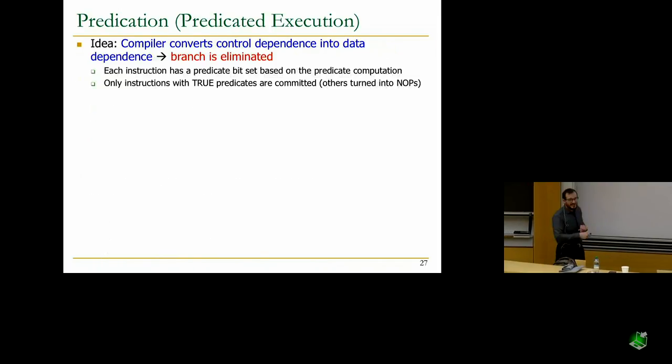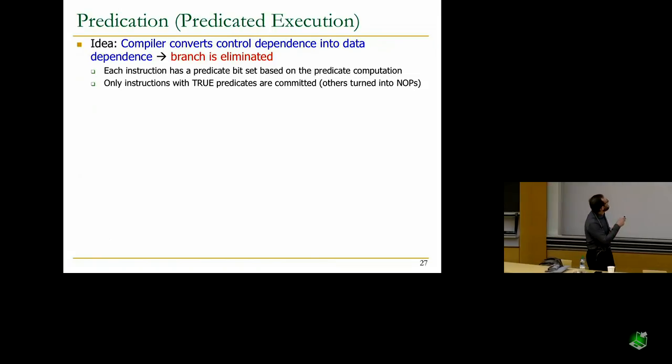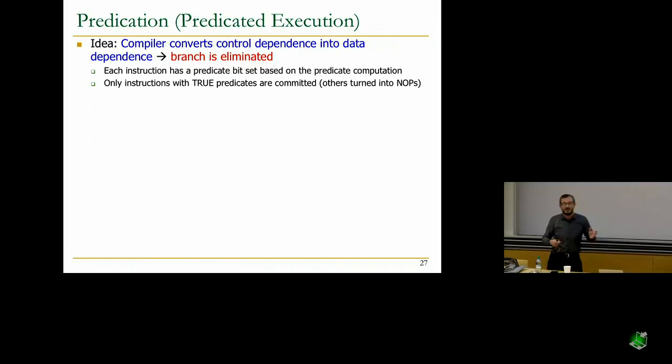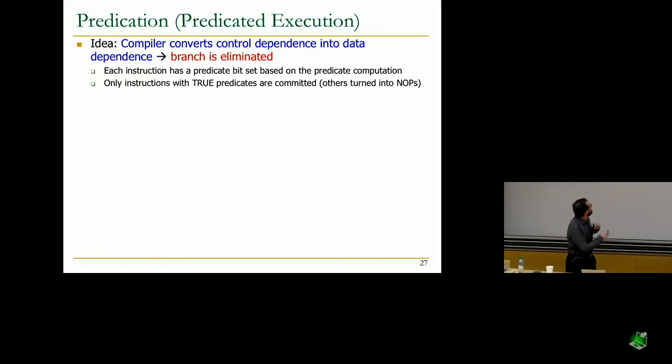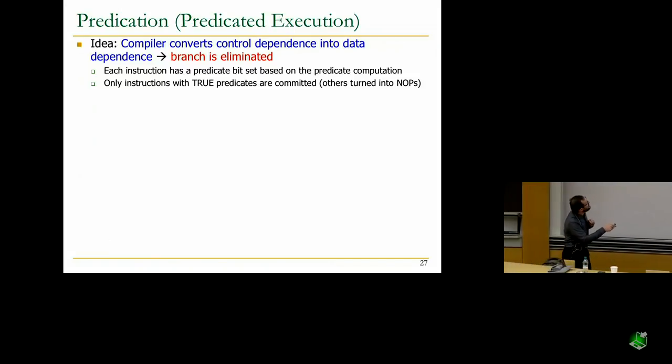Okay, so the idea is, of course, not everyone is thinking about data flow. So people have said, oh, compiler should do this. Compiler eliminates the control flow dependence into data dependence, branches eliminated. Now, you need support in the instruction set architecture. Instruction set architecture should have a predicate bit that is set based on predicate computation in each instruction. Only instructions with true predicates are executed and committed. Otherwise, they're turned into no-ops, just like we've seen.